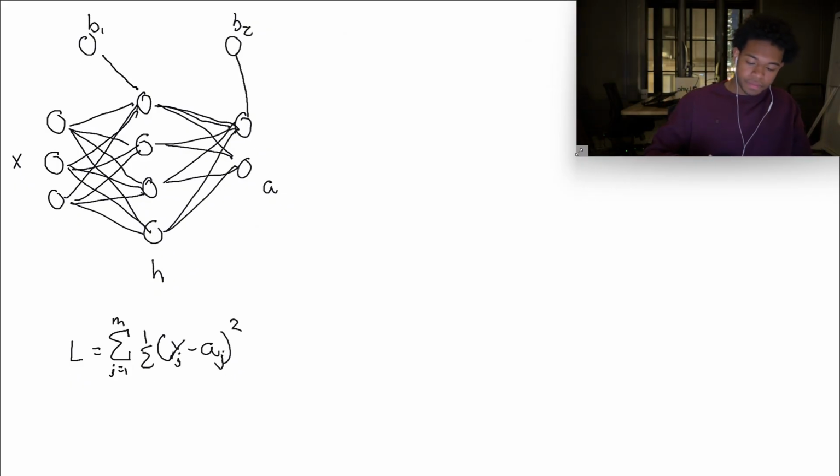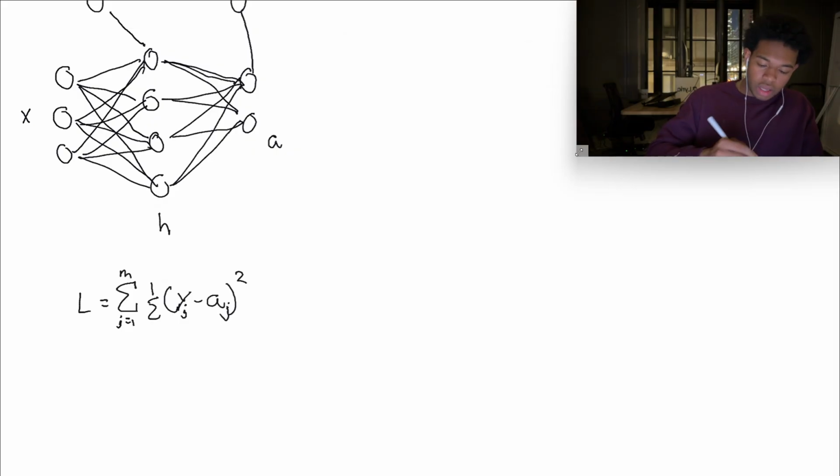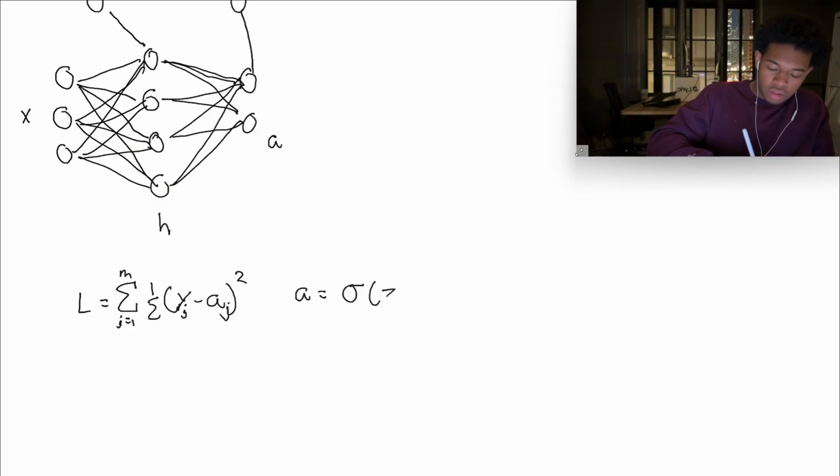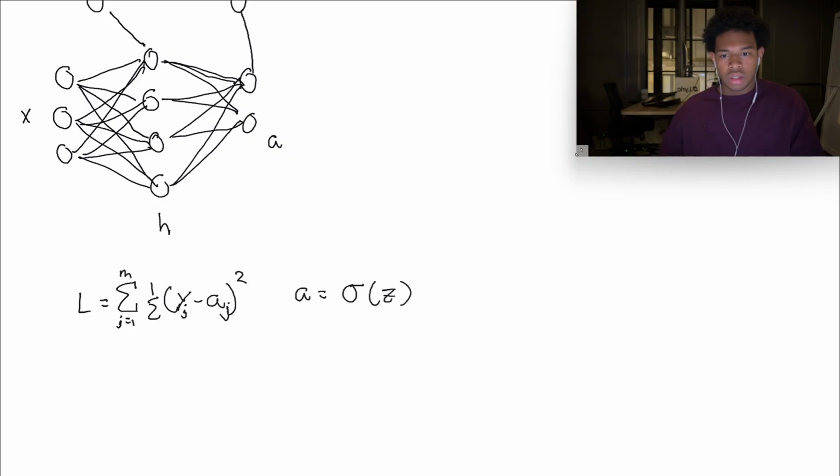So that's what loss is, and then A equals sigmoid of Z. I don't think that's changed. I think we can call it Z2, that's the pre-activation. Do we want to say this is A2 then? Then we can't do it like that.